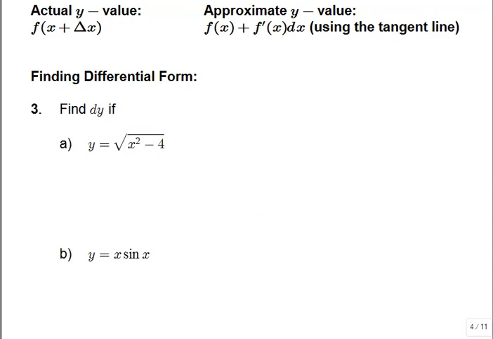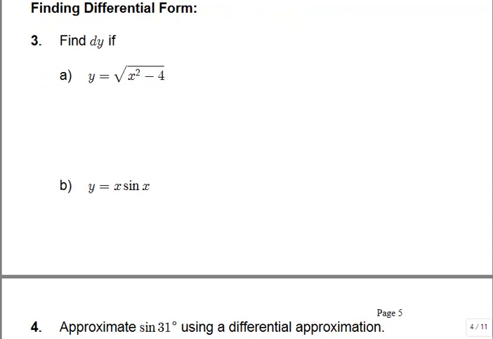So let's practice. Again, this is kind of confusing with all this new vocabulary and terminology and different symbols. So let's start with something relatively simple, just finding a differential form. So don't let this confuse you, because all we're really doing in this next example is taking a derivative. If we want to find dy of the function y equals square root of x squared minus 4.